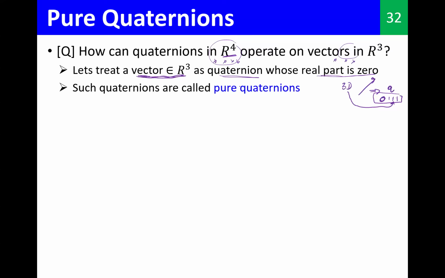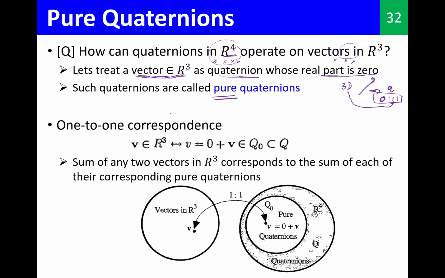In fact, such quaternions are called pure quaternions because there is no scalar part, right? The scalar part is 0, right? And interestingly, there is a one-to-one correspondence between such vectors in 3D and the pure quaternions.